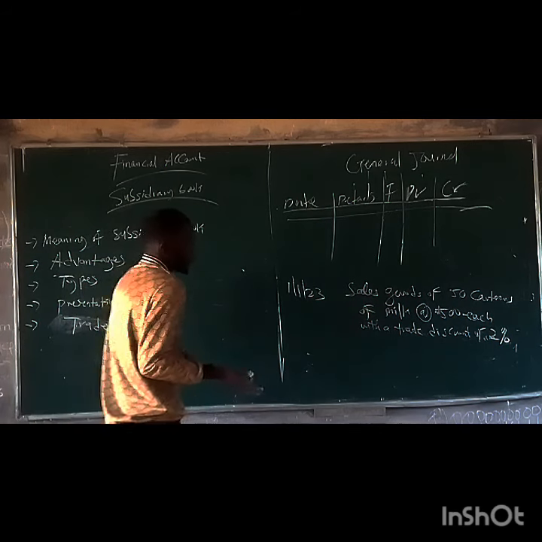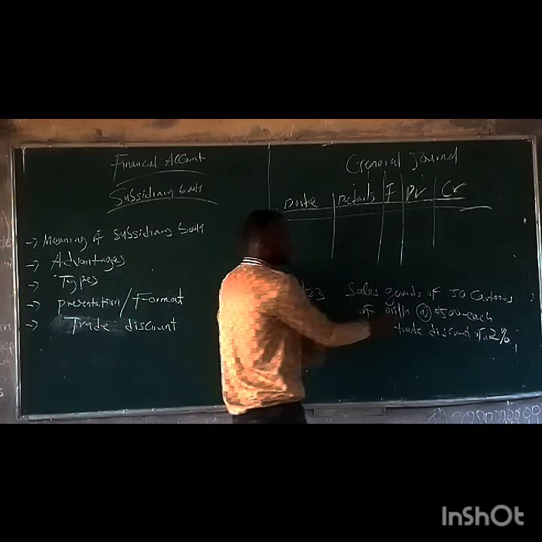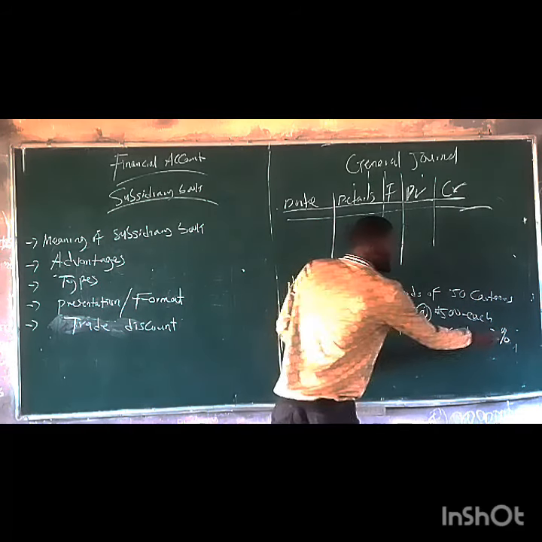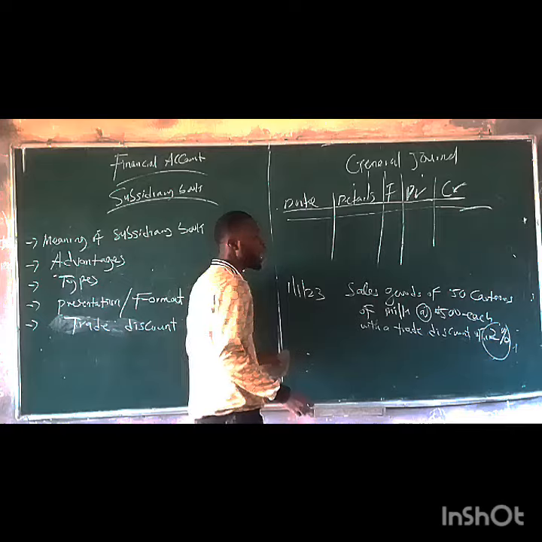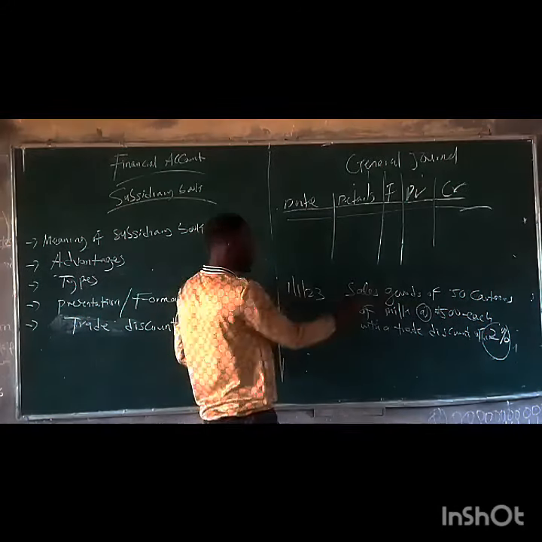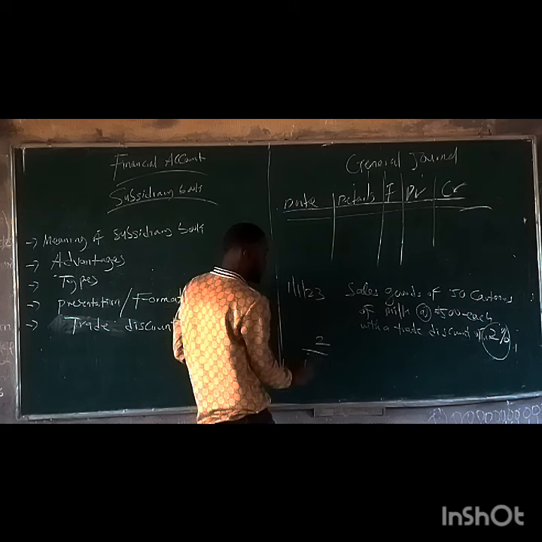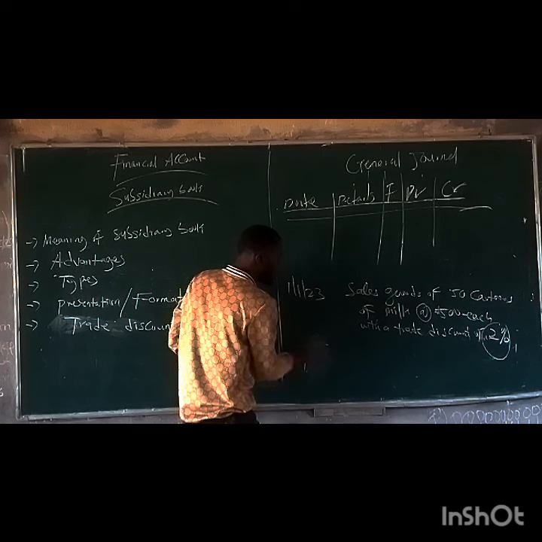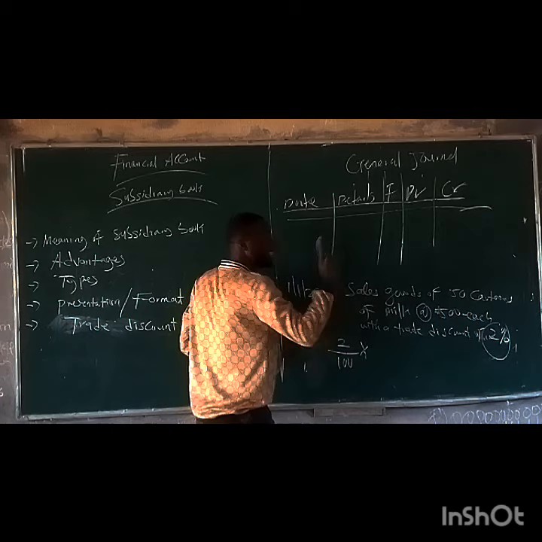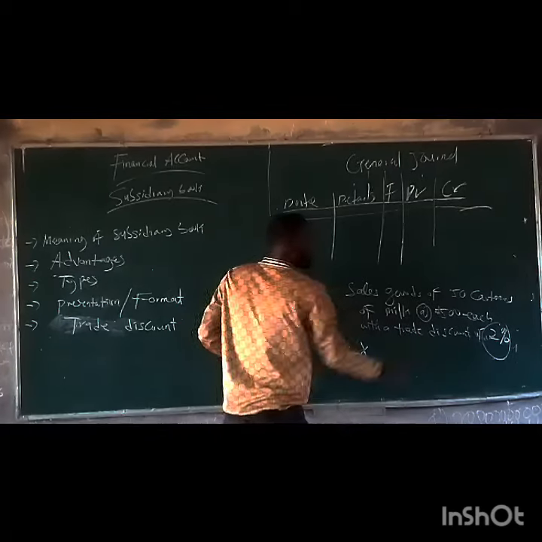Now, how do I treat this? Instead of the person paying 500 naira, he's not going to pay 500 naira. So that means there is a 2% deduction. How do I calculate that? Trade discount of 2%. Percentage is over 100, so 2% here is going to be 2 over 100 times the initial value, which is 500.